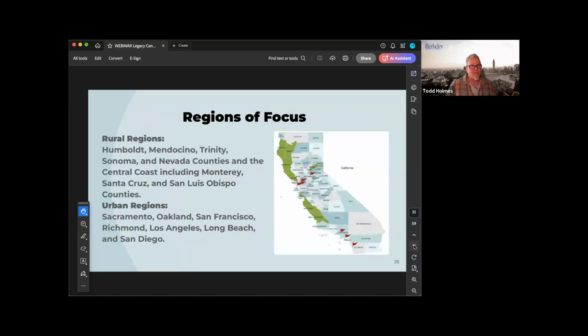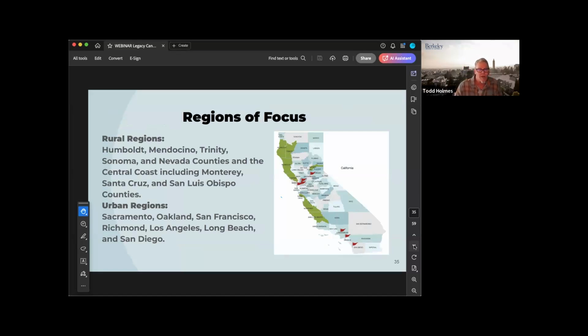So this is actually a map of where we're going to focus. The green highlights the counties, the 6 rural regions, the legacy cultivated outdoor regions where we're going to be conducting this research. And so, of course, Humboldt, Trinity, and Mendocino counties, Sonoma and Nevada counties, as well as on the Central Coast, looking at Santa Cruz, Monterey, and San Luis Obispo.